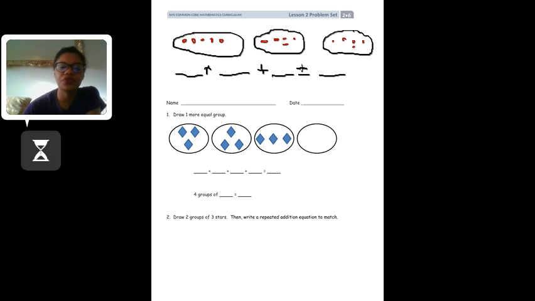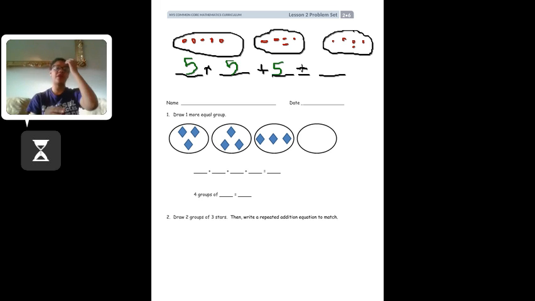So if I look at my first group, I know that we have 5 stars in my first group, because I have 1, 2, 3, 4, 5 red stars in my first group. Then if I look at my second group, there's another 5, so I'm going to put 5 down for my second group. And then in my last group, I have 1, 2, 3, 4, 5 stars as well. So I'm going to put a 5 in the last blank.